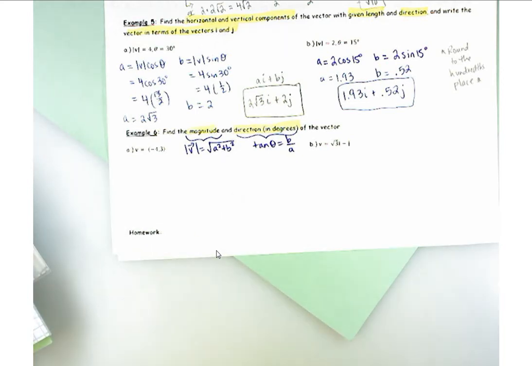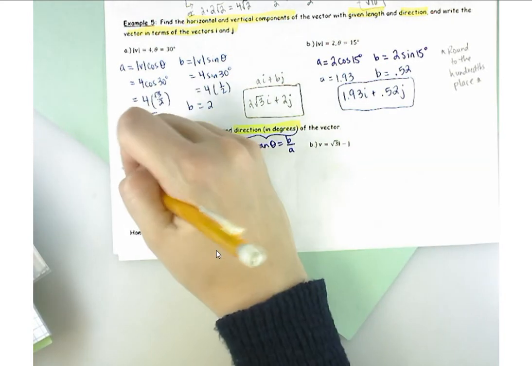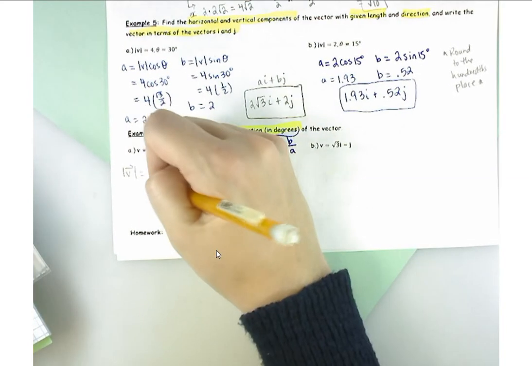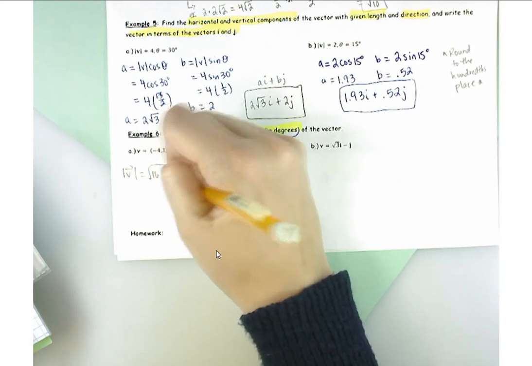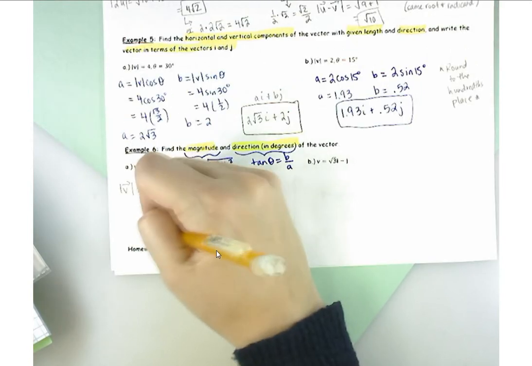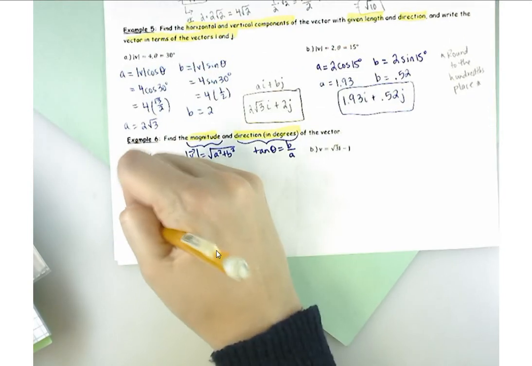Okay, so the first thing we're going to do for this one is find the magnitude, which should go pretty quick. Negative 4 squared is 16, 3 squared is 9, 16 plus 9 is 25, the square root of 25 is 5, so that's going to be your magnitude.